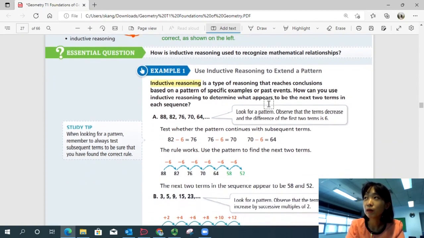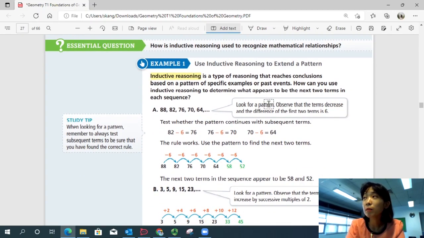Start with example 1. Use inductive reasoning to extend a pattern. What is inductive reasoning? Inductive reasoning is a type of reasoning that reaches conclusions based on a pattern of specific examples or past events. So you need to know some information before you make a prediction for inductive reasoning. How can you use inductive reasoning to determine what appears to be the next two terms in each sequence? So looking at the pattern and observing the pattern from the past events or the data we see here, we can predict the next term.